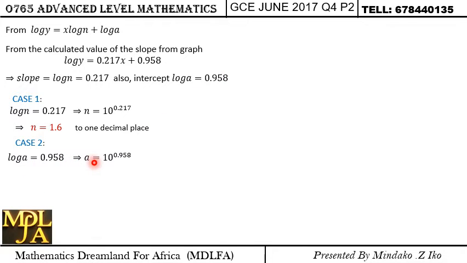So this implies my A will be 10 raised to the power 0.958. Okay, so therefore my n equals 1.6 and my A equals 9.1. So those are my values of n and A. All right, so let's continue.